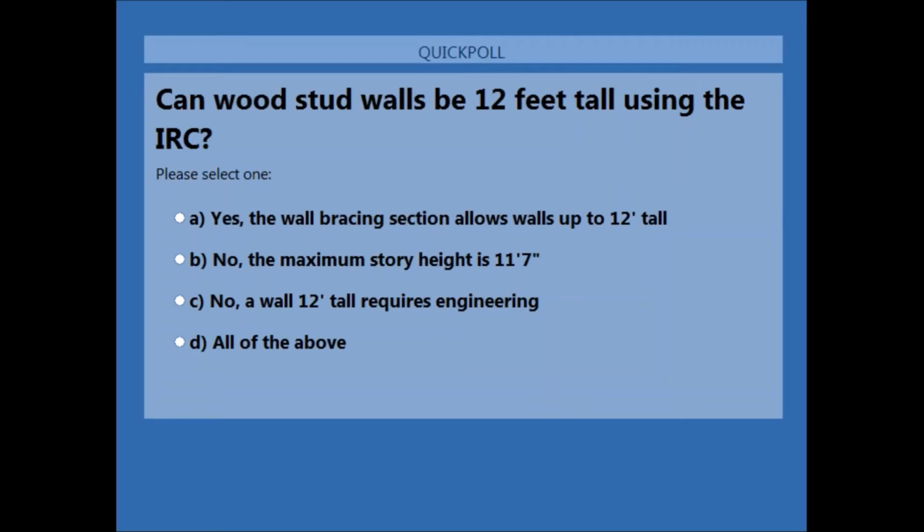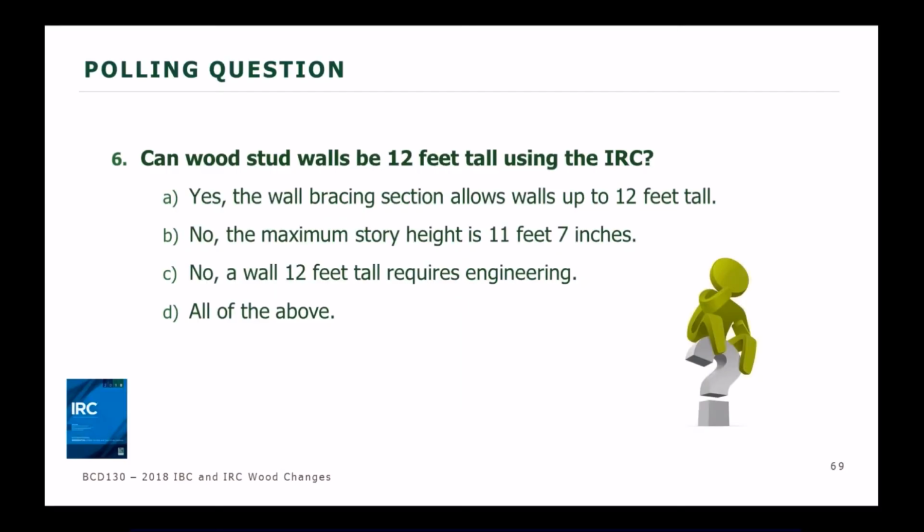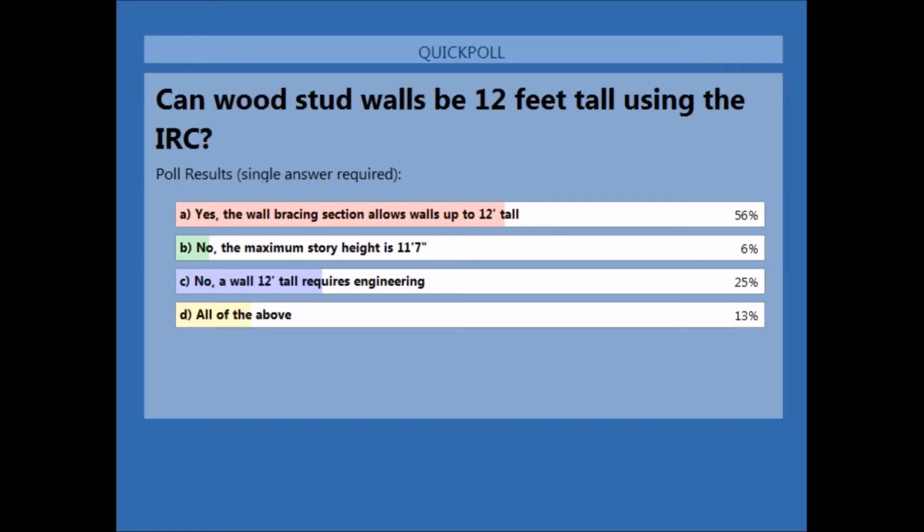So I've got about 60% voted and 40 seconds. So I'm going to go ahead and close. And then, so we've got 56% say yes, the wall bracing section allows walls up to 12 feet. 25% say no, it would require engineering. 13% say all of the above, and 6% say no, maximum story height is 11 feet 7 inches. Sandra, I'm going to let you.